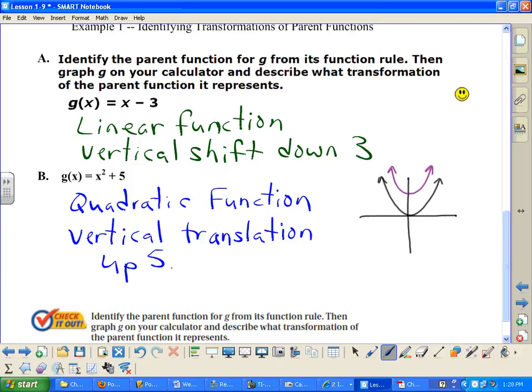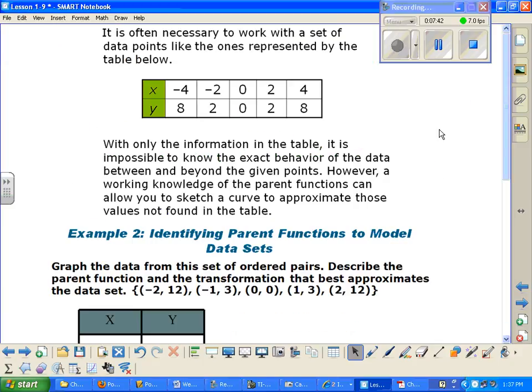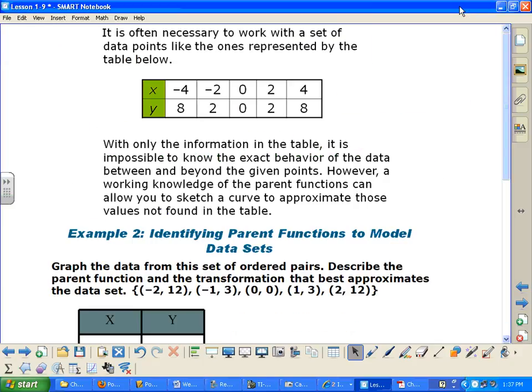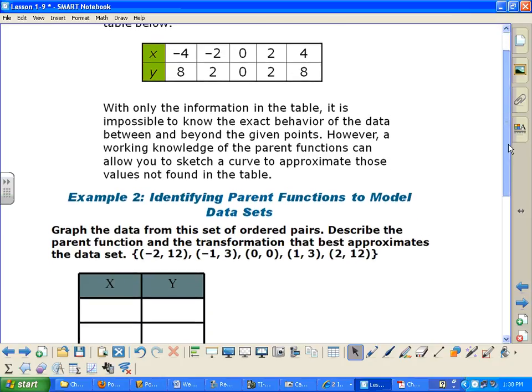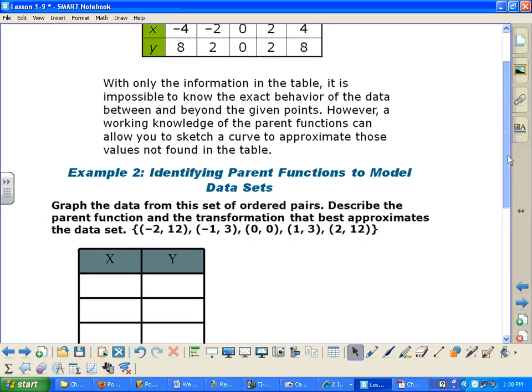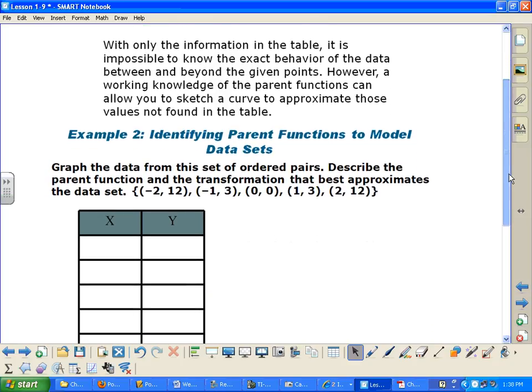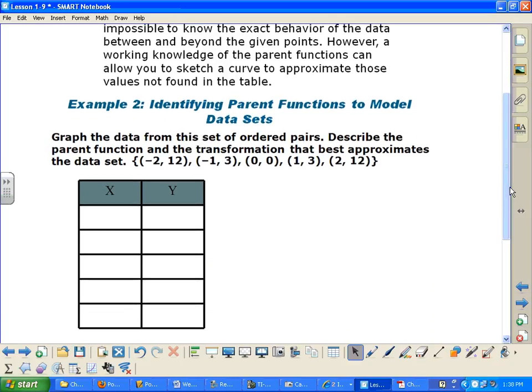So you're just identifying which parent function it is and telling which way it moves: left, right, up, or down. Okay? It's often necessary to work with a set of data points. So sometimes we actually have to make graphs and do it from there. So we're going to identify parent functions by having a table of values, and you're going to do a little bit of graphing too.